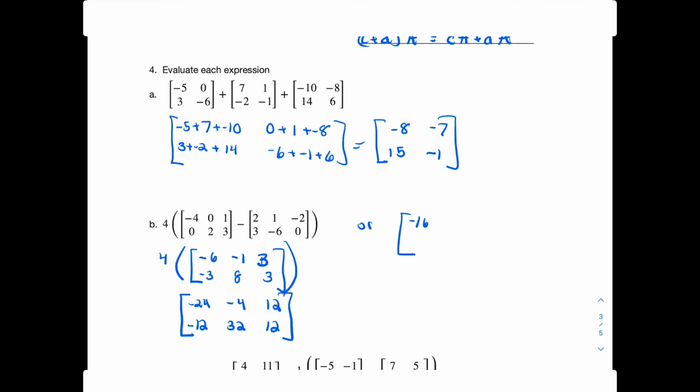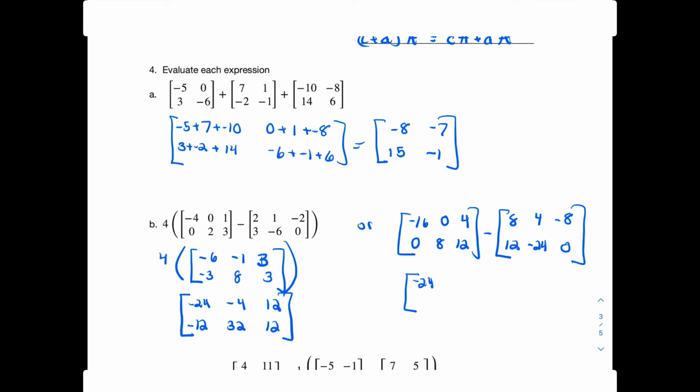Now, remember I said you can do this two ways, so I can start by distributing the 4 to our first matrix, minus distributing the 4 to the second matrix, using our distributive property, and then adding these two together.